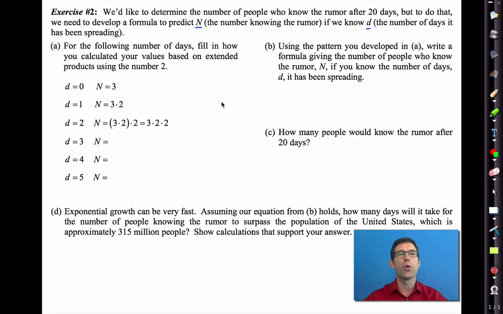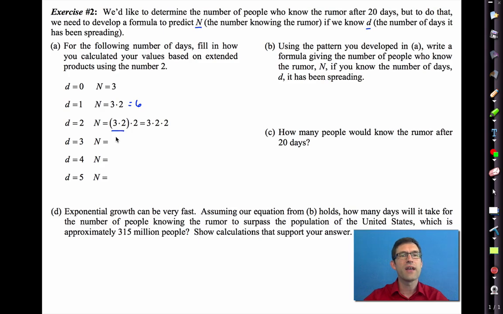So this is kind of cool. What I'd like to do in letter A is really understand how to develop this formula. And to do that, we have to dig into the math that's used. Right? We know that we're going to keep multiplying by 2, but what does that really mean? Right, on day 0, we simply have 3. On day 1, we have 3 times 2, which granted gives us 6.